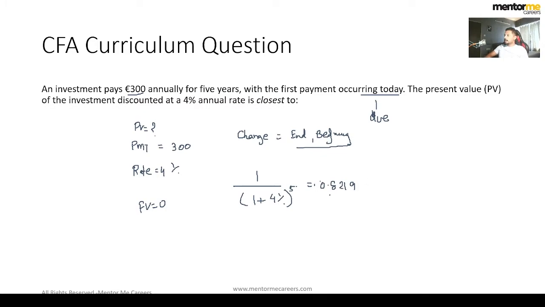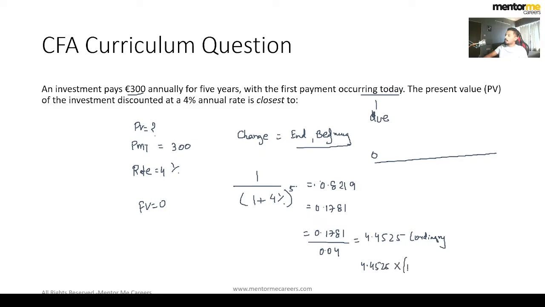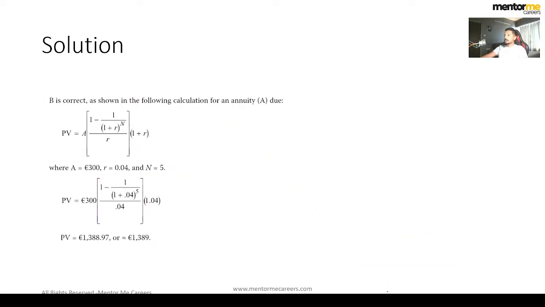And if you remember, we need to find out 1 minus 0.8219, which is 0.1781. Then we need to find the ratio of this 0.1781 to 0.04. So that's the factor of 4.45. That would mean 4.4525 into 1.04, which would give us 1389, right? So that's what the answer is also out here, right?